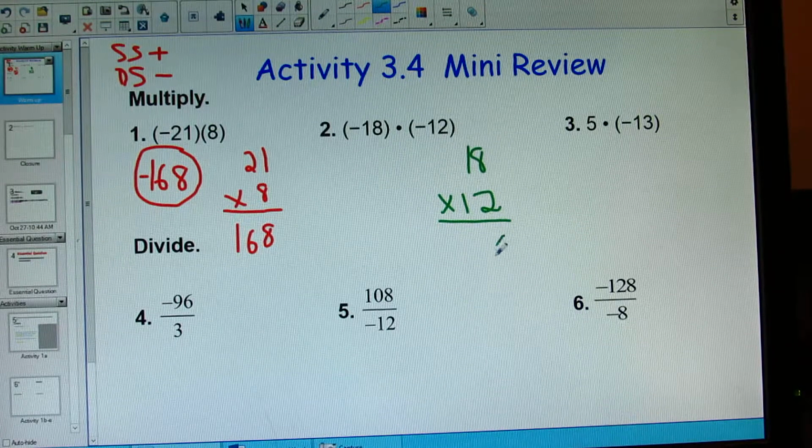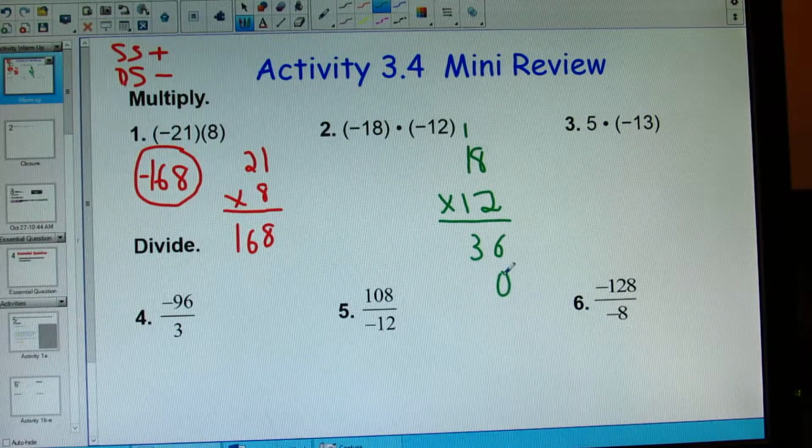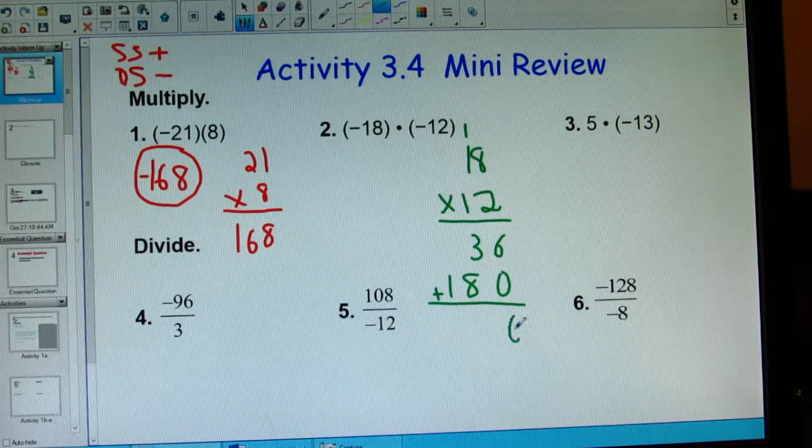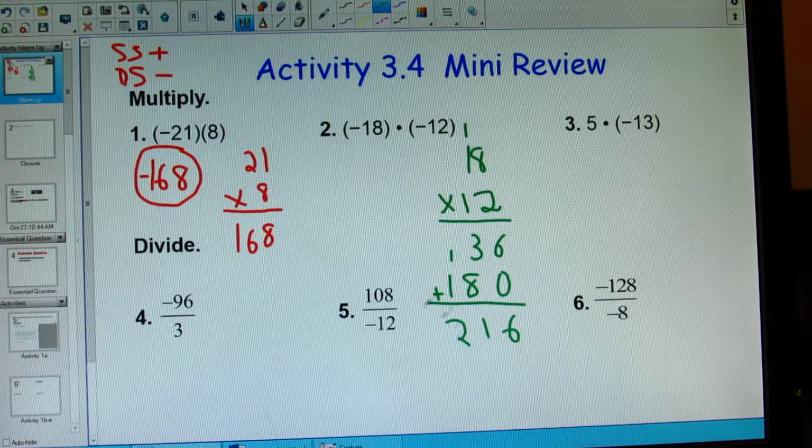2 times 8 is 16. Carry the 1. 2 times 1 is 2. 1 more is 3. Bring down a 0. If you don't remember why, watch my other video on multiplying multi-digit numbers. 1 times 8, that's 8. And 1 times 1, that's 1. Add up my numbers. 6, 11, and 2. A negative times a negative, same signs. My answer will be positive. Positive 216.